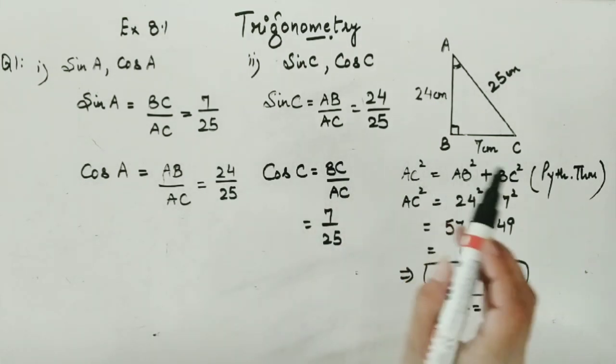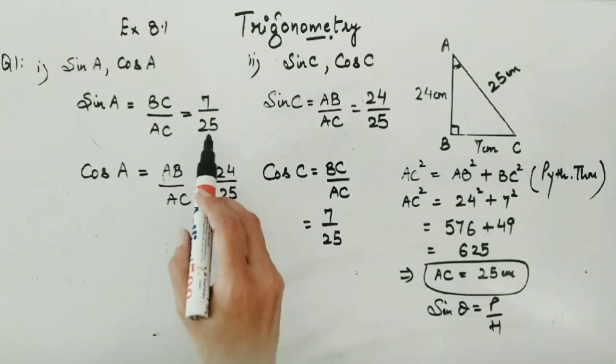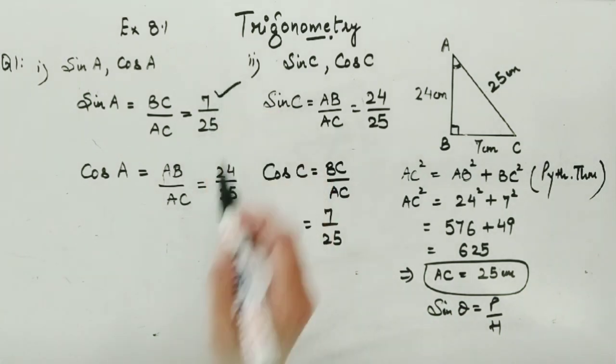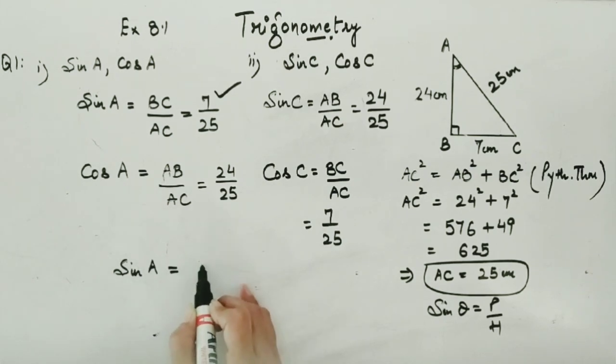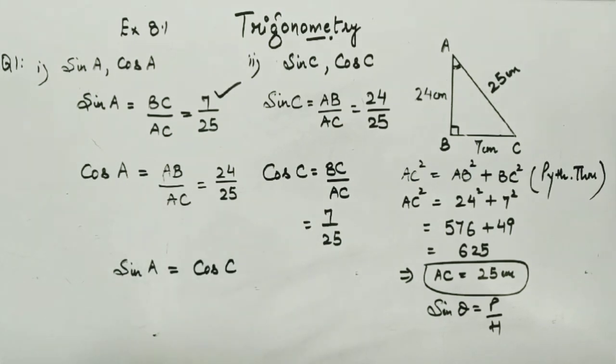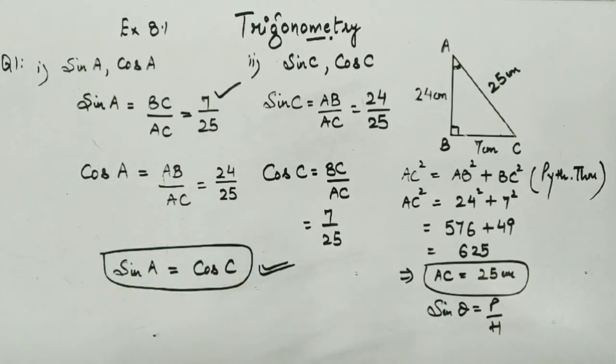So that's how your first question would be done. I'm sure this must be clear. And you would observe one more thing. Sin A is equal to cos C. Observe this result, because this would help you to understand one thing which makes them complement angles. Sine and cos are complement of each other.